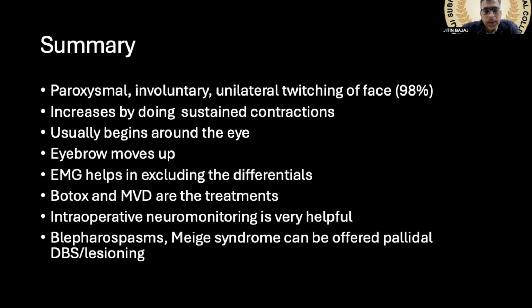So to summarize, hemifacial spasms are paroxysmal, involuntary, and involve unilateral twitching of the face. The hemifacial spasm gets precipitated by sustained voluntary contractions. It usually begins around the eye. The eyebrow moves up, which is known as the other Babinski sign. EMG helps in excluding the differentials of hemifacial spasm. Botox and MVD are the treatments for HFS, and both of these are very effective.